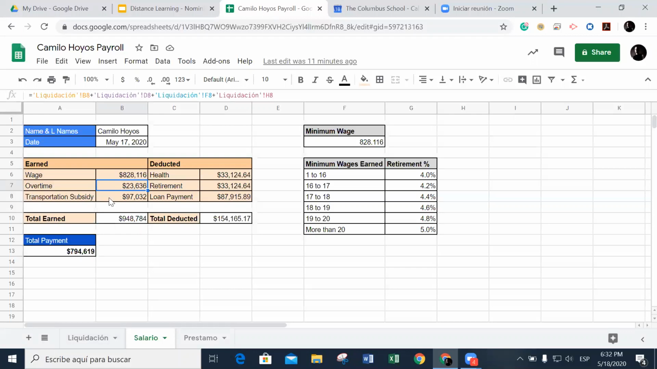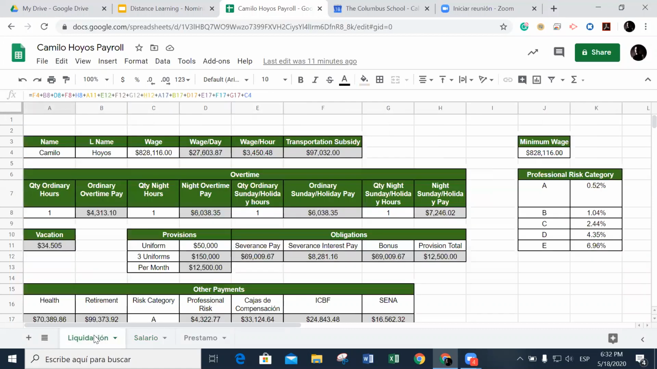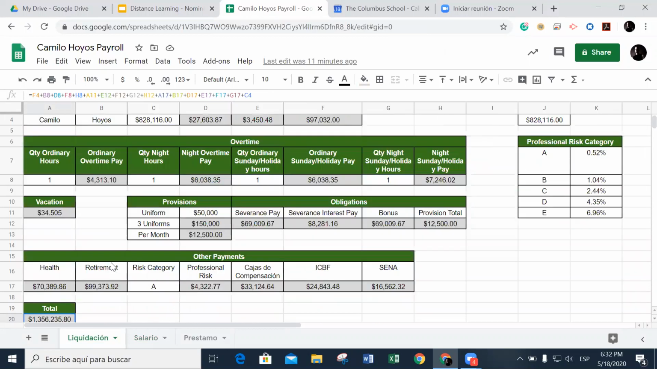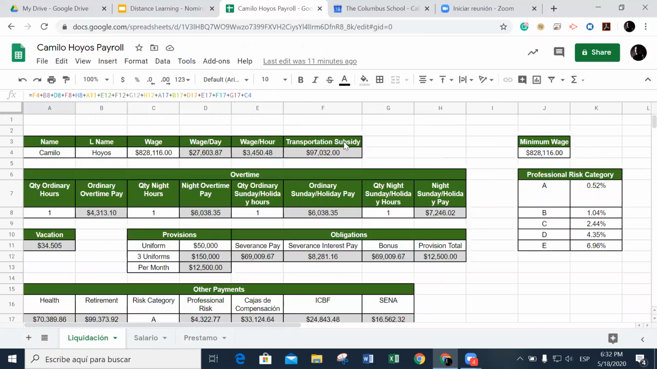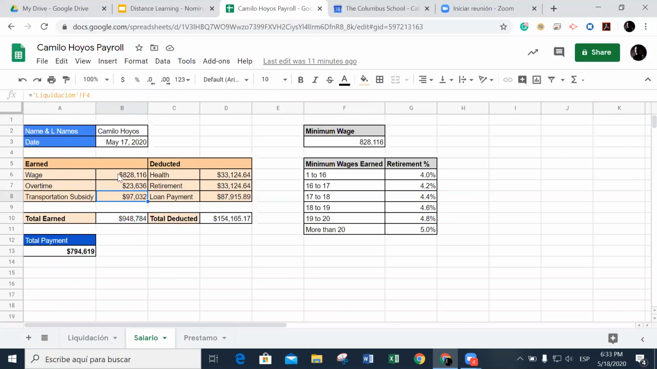Now, the transportation subsidy. Literally, you click equals, then you go to this tab, Liquidación, and you look for transportation subsidy. Let's go find it. Transportation is right here, transportation subsidy. So I literally click here and then hit enter, done. We have these 3 cells done already, and it was literally just referencing some cells. This is the only sum that we did, right? All the other ones were just literally equal to the cell.